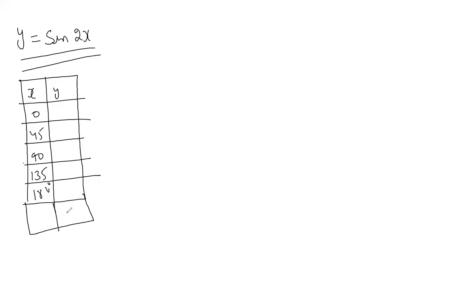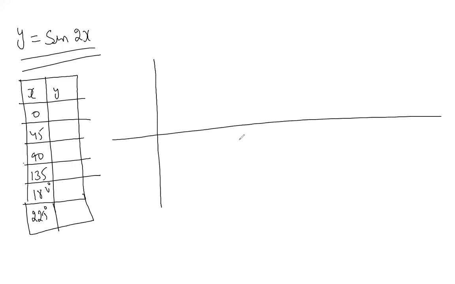Then it would be 225. All right, let's take these values of x and see what the graph of this function looks like. I'm going to mark that here. Just ignore that my line is not horizontal. That should be horizontal actually, but that's fine.